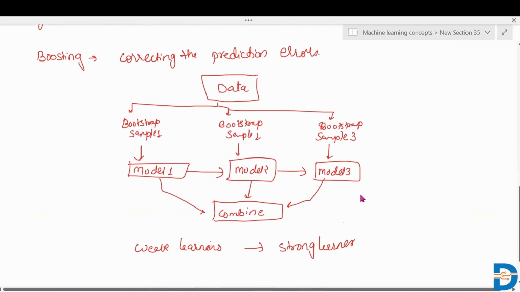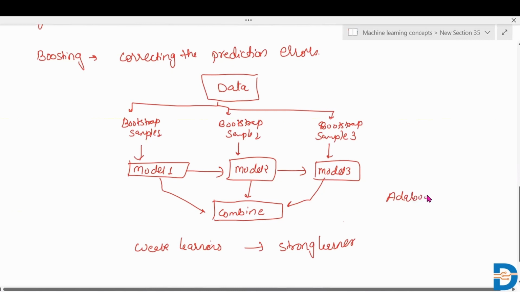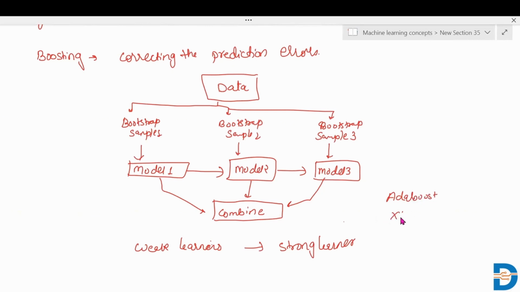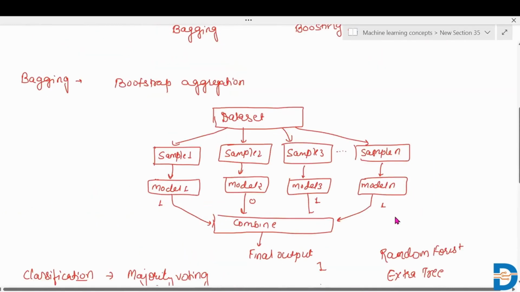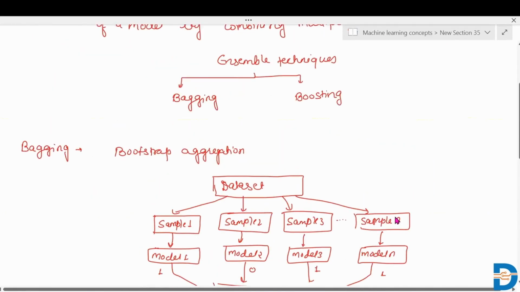Okay, so the models used for boosting are AdaBoost, XGBoost, and gradient boosting decision trees, GBDT. Okay, so this is the basic about bagging and boosting technique, which comes under ensemble.